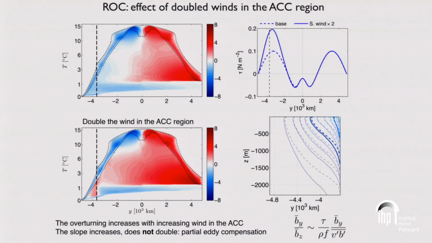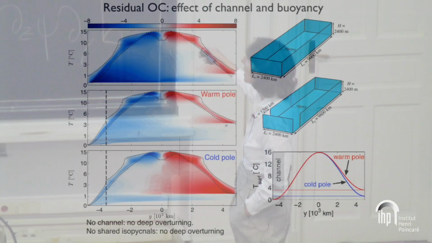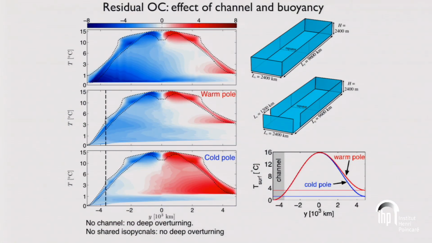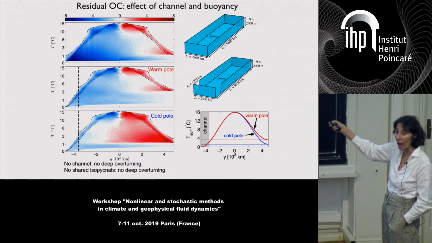The point is this. This is temperature, but you could use salinity. Should I put buoyancy here? But if you warm up or freshen the northern hemisphere, so that you move the buoyancy from this state to this state, then you shut down the overturning. This is this experiment. So buoyancy is important. It's just not driving it. It's a controlling mechanism. Absolutely.